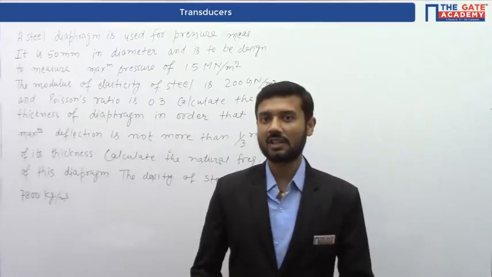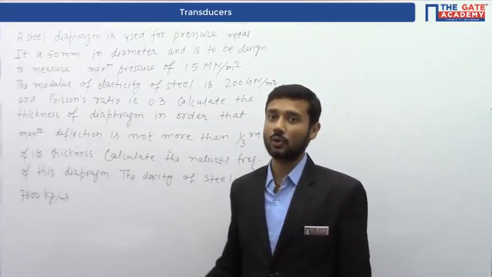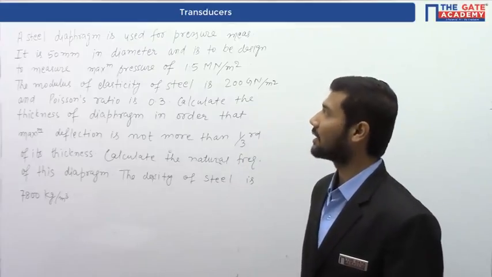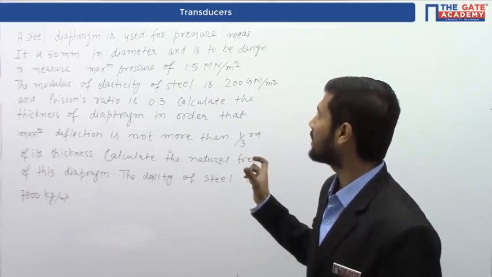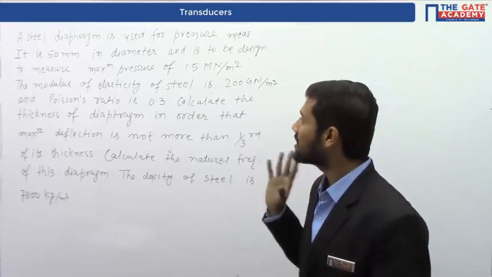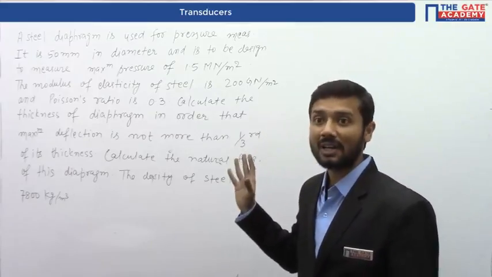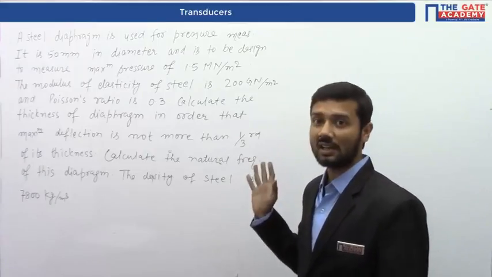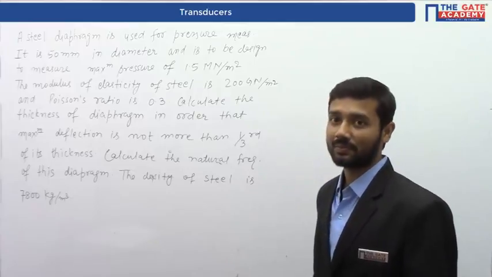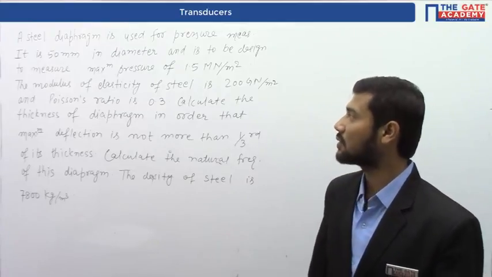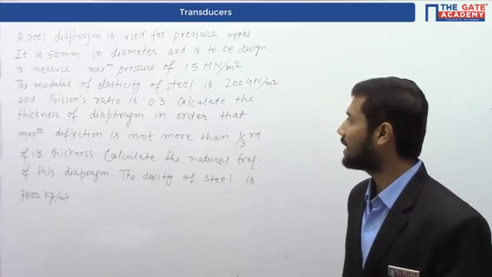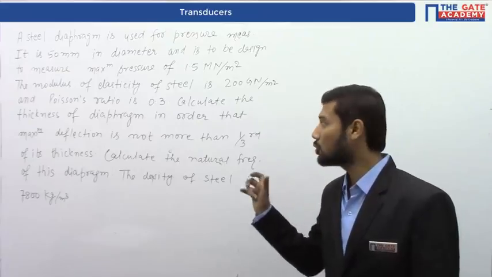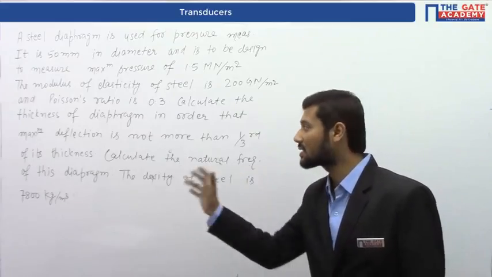So the next question is from pressure measurement. A steel diaphragm is used for pressure measurement. It is 50 millimeter in diameter and is to be designed to measure a maximum pressure of 1.5 MN/m². The modulus of elasticity of steel is 200 GN/m² and Poisson's ratio is 0.3. Calculate the thickness of the diaphragm in order that the maximum deflection is not more than 1/3 of its thickness.